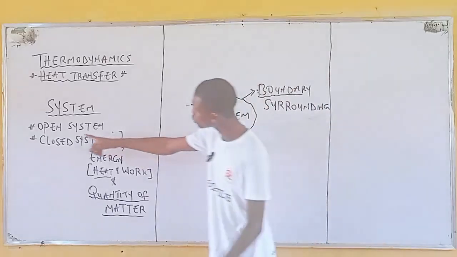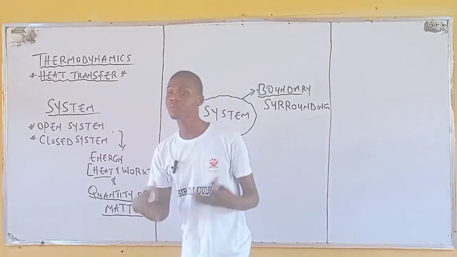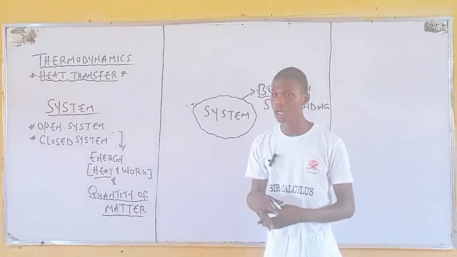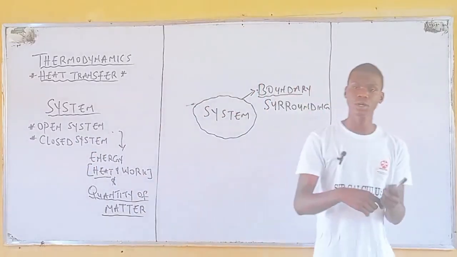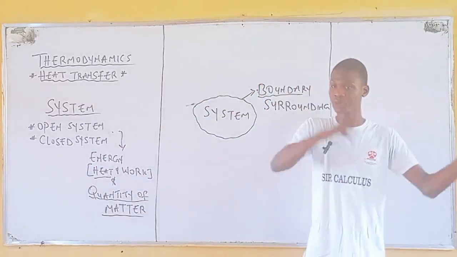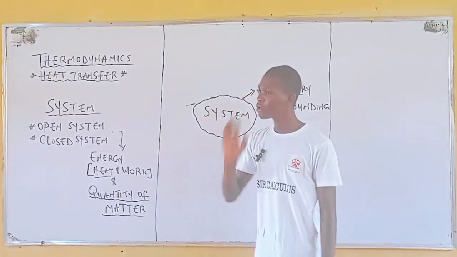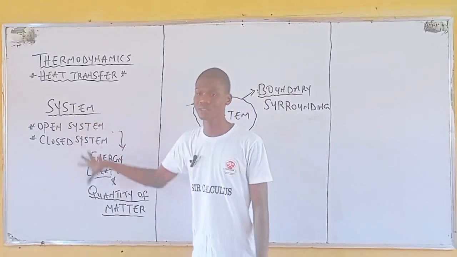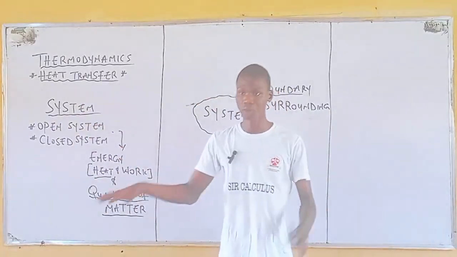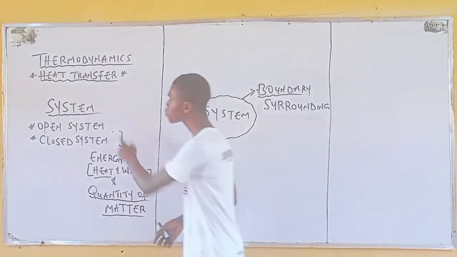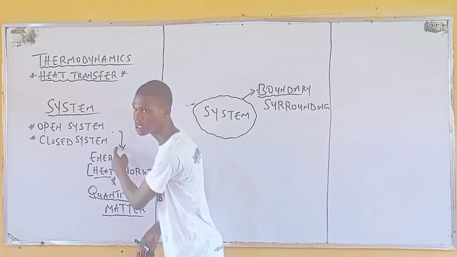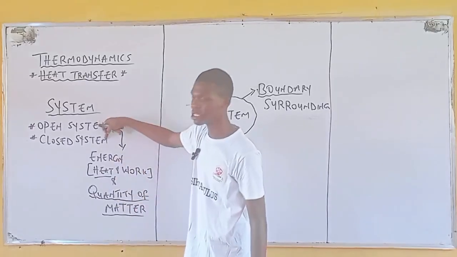Now, let's define what open system and closed system is. The main topic is heat transfer. We want to understand the word heat. By the time we understand what it means, then we relate it to heat transfer. We discussed system when we started thermodynamics as a course. Under system, we have open system and closed system, right?